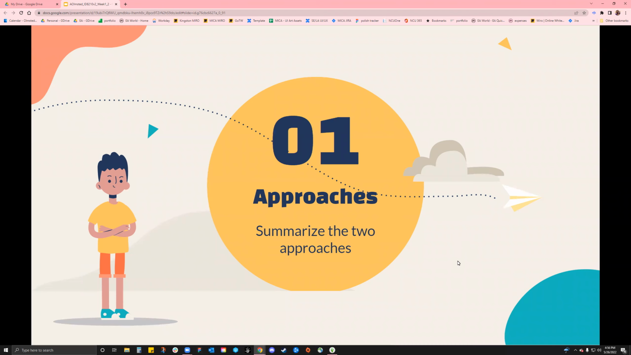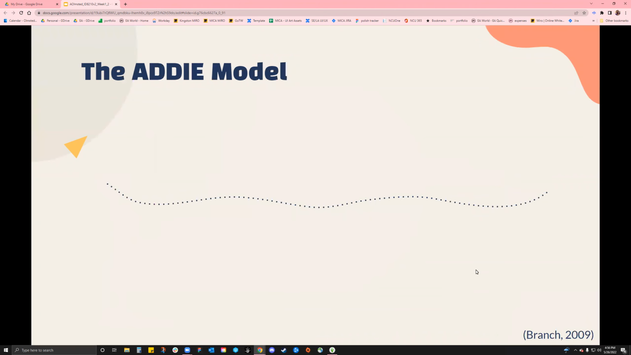The two approaches we have chosen for this examination are the ADDIE model, Branch 2009, and the Dick and Carey model, Dick and Carey 1996. The ADDIE model was first created in the 1970s by Florida State University's Center for Educational Technology and was initially created for military training technologies. The ADDIE model is an acronym for its five-stage process.